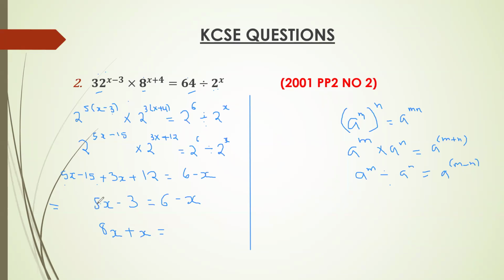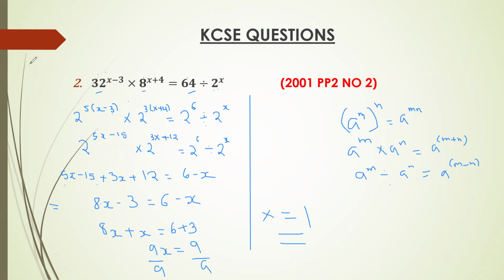I think just solve back up. So negative 3 peleka the other side, itakuwa ni 6 plus 3, which is equal to 9. 8x plus x ni 9x. Wataka kupata x sasa, utafanya nini? Divide by 9. X yako ni ngapi? Equal to 1. Simple as that. So tumesolve tayari question 2.